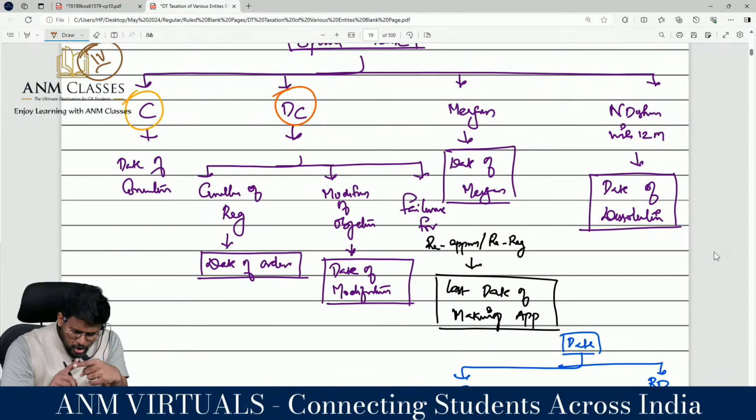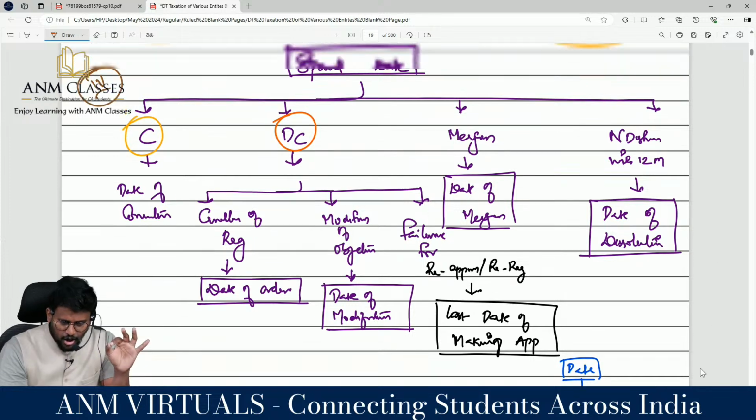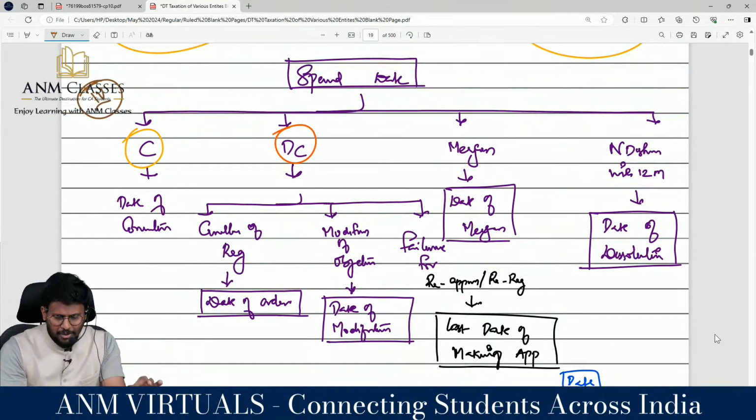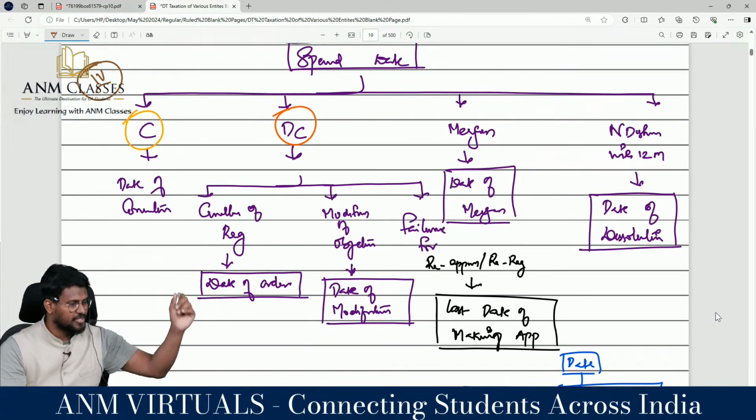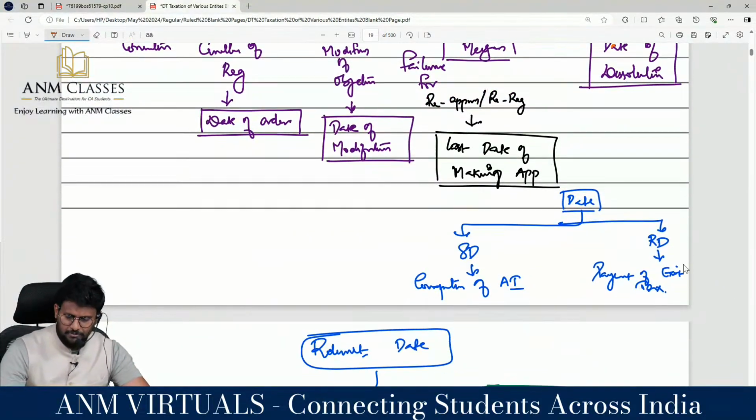In case of modification of the object, whether you go for application or whether you don't go for application, the date of modification is the specified date. In case of failure to reapply or re-register, the last date of making application is the specified date. In case of merger, the date of merger is the specified date, and in case of non-distribution of asset within 12 months, the date of dissolution is the specified date. That means on that date, my dear lovable students, you are supposed to calculate the accreted income.